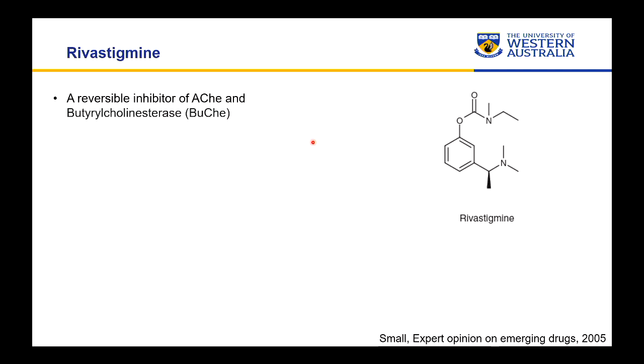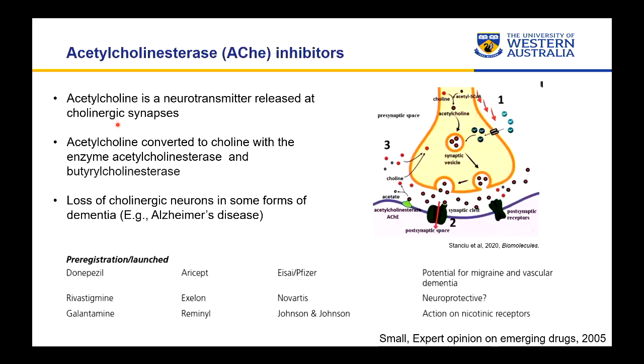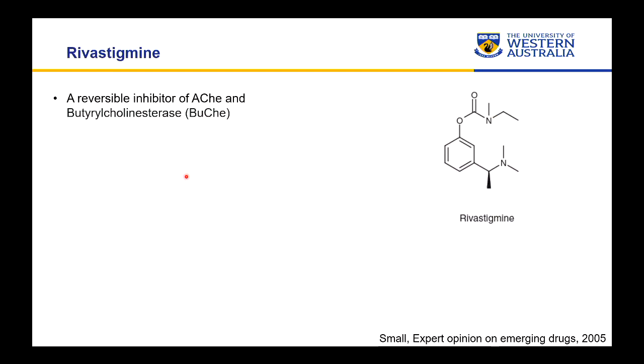So another drug that works on the same system, but just a little bit differently, is rivastigmine. Similarly, it's a reversible inhibitor of acetylcholine esterase, but it also works on butyrylcholinesterase. I didn't mention it when I was speaking, but butyrylcholinesterase also breaks down acetylcholine. So in this case, this drug is affecting both of those enzymes. So again, it's just increasing the amount of acetylcholine in the synapse.